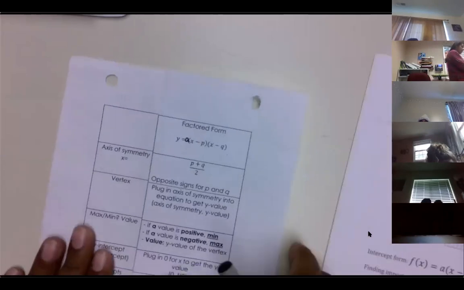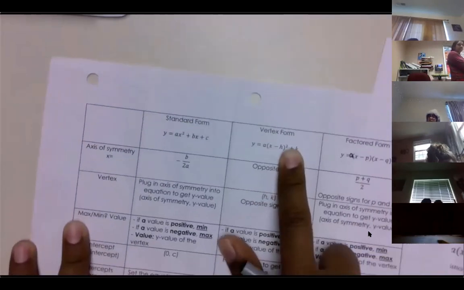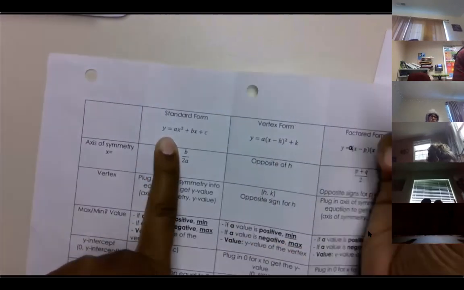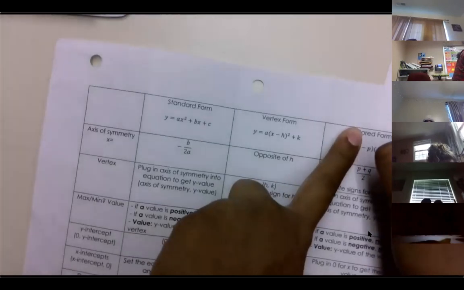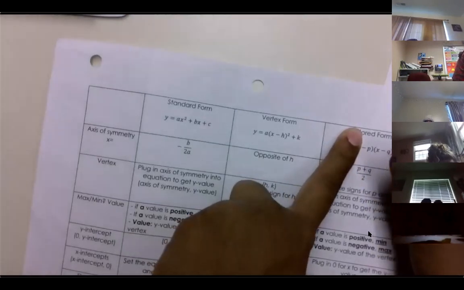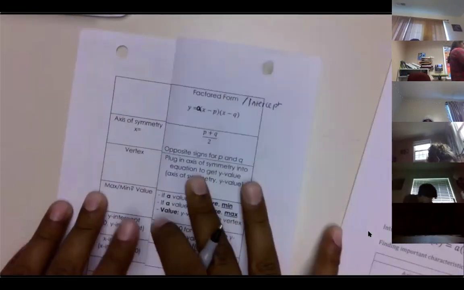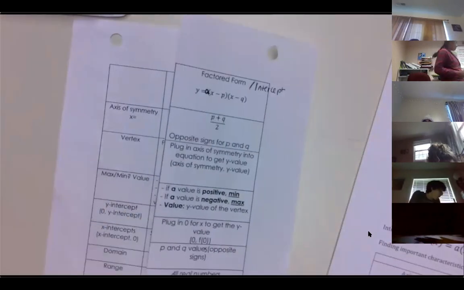All right, so yesterday we talked about vertex form. The day before we talked about standard form. The last form we're going to talk about is factored form, also known as intercept form. It goes by both names, so either one is fine. I'm going to fold this over so that we don't have to look at the other stuff and we can just look at the factored form.